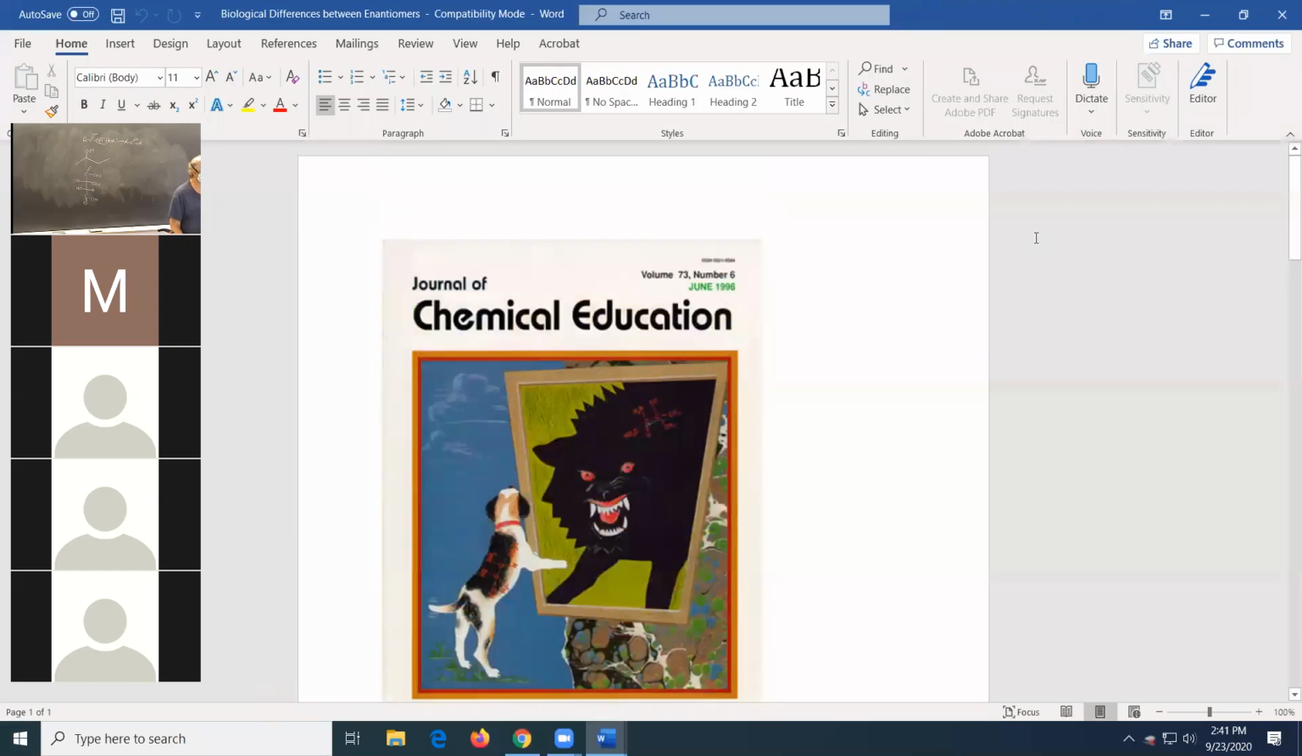In the June 1996 issue of the Journal of Chemical Education, I realize that's quite old, but a lot of the examples are still very relevant today. Notice the cover art there. The title of this is When Drug Molecules Look in the Mirror.